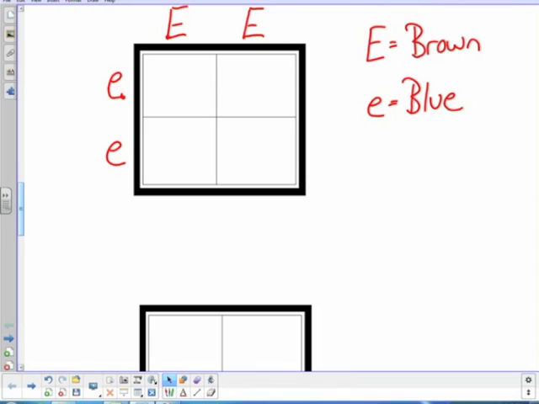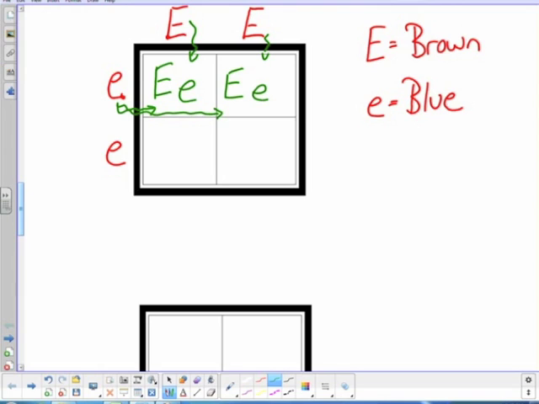So then we do our cross. Okay, we're going to take this E down. And I always like to put the capital first. Take this E over. This E down. This E over. This E down. This E over. This E down. This E over. Okay, so in this particular instance, I've got capital E, lowercase e.